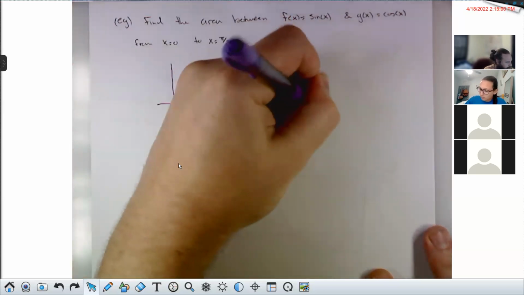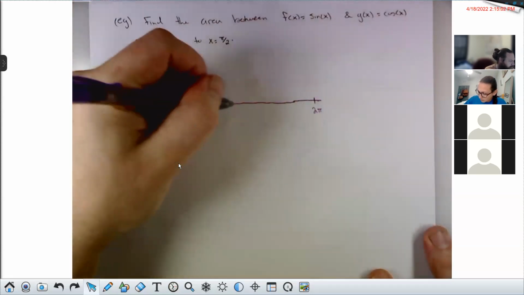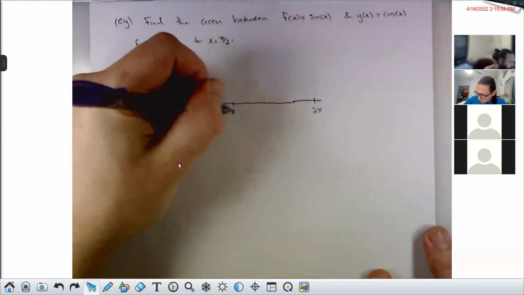So I need to sketch graphs of sine and cosine. The easiest way to do that.